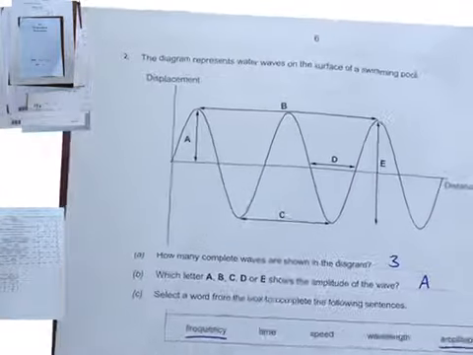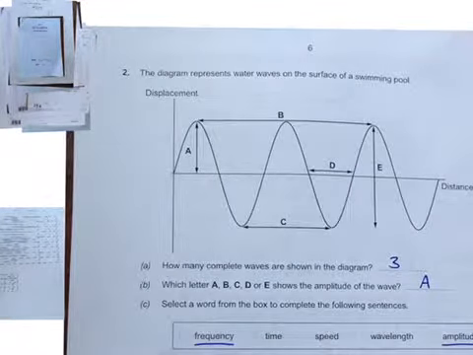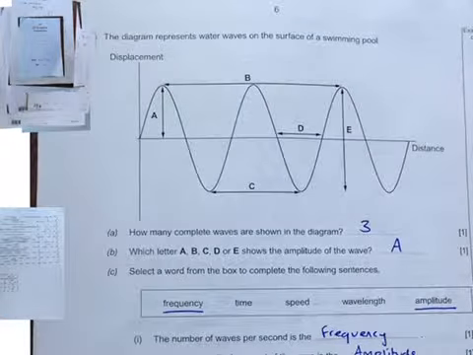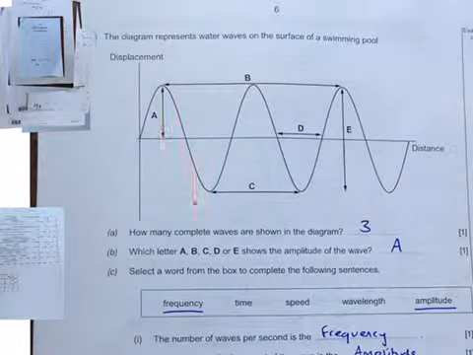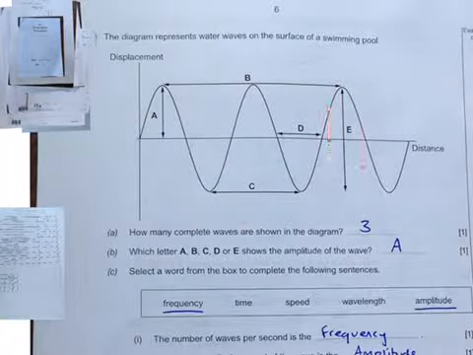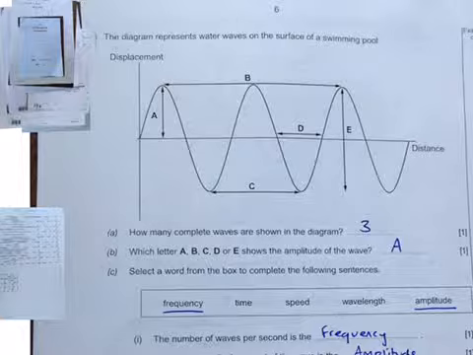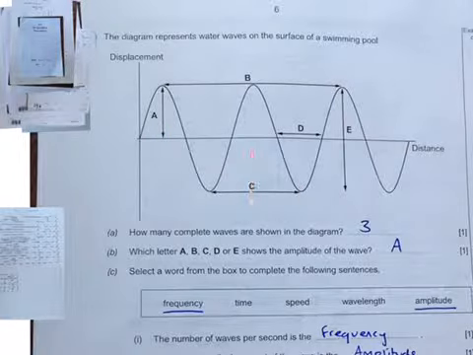Another question then. The diagram represents water waves on the surface of a swimming pool. Okay, bit of a complex diagram going on here, but let's see if we can make head or tail of it. How many complete waves are shown in the diagram? Well, you've got 1, 2, 3 again. Which letter shows the amplitude of the wave? Well, it's going to be A, the distance from that center there, so it's called maximum displacement. Conversely, it could have been at the bottom, but the arrow's shown there. There's no other arrow that shows the amplitude. It's definitely not this one.